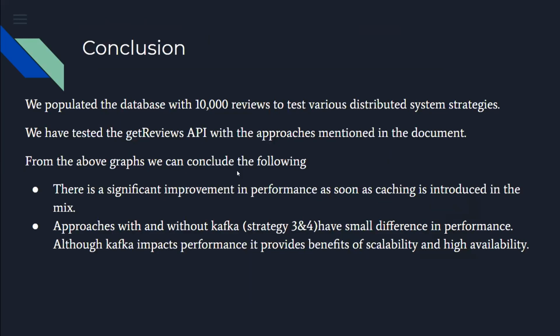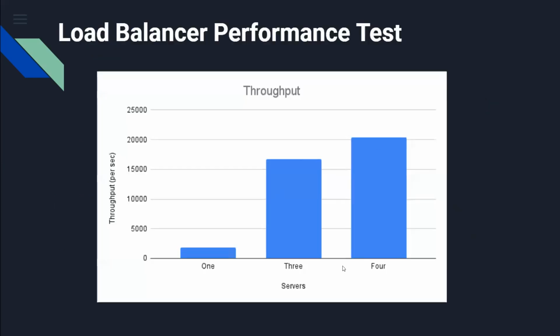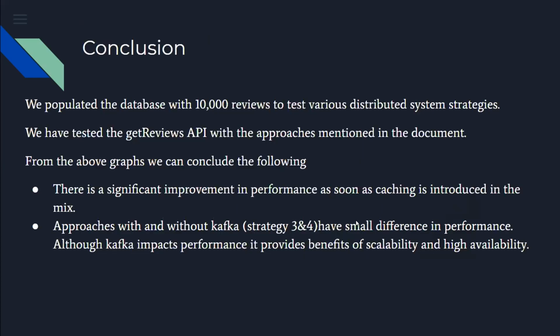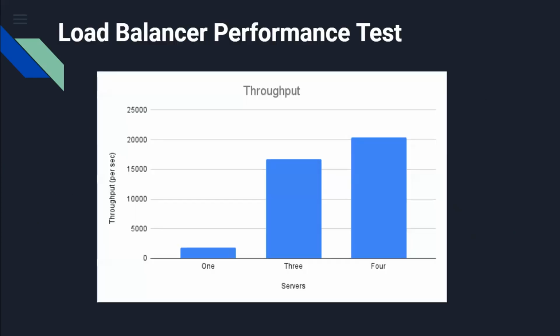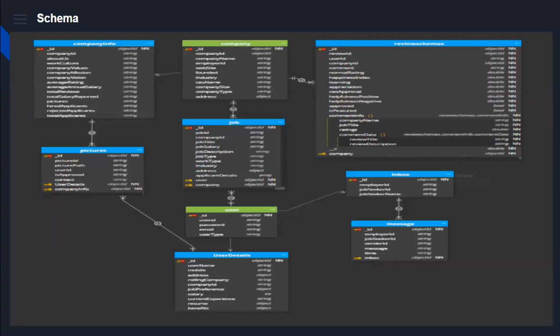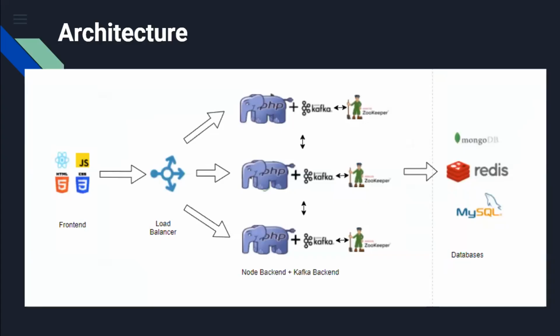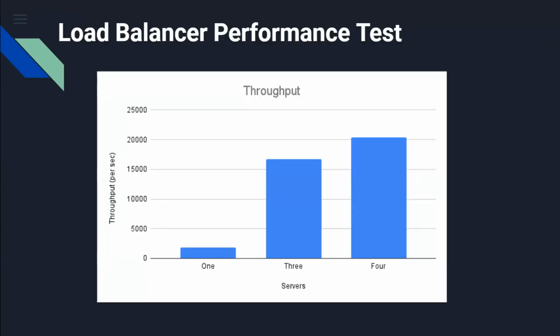And from the graph, we can conclude that there is a significant improvement in performance as we have introduced caching and increased the load balancers. Similarly, Kafka has also helped us in increasing the throughput, and this is how modern web applications in today's world are functioning. So this is what I would like to present for my part.